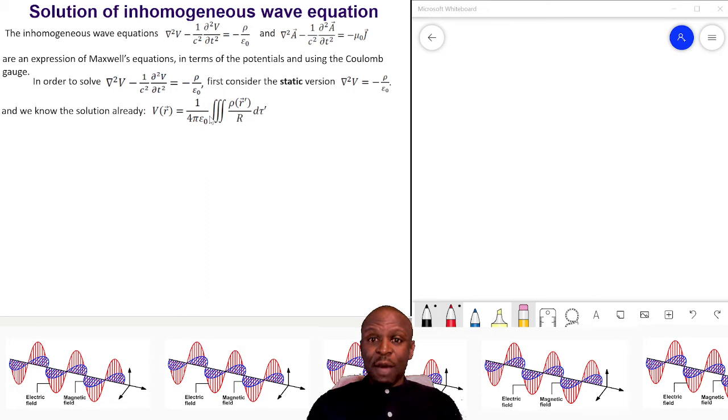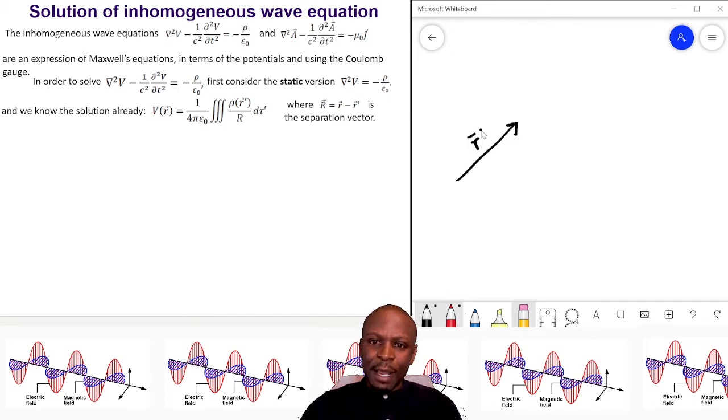Now if we look at that, this R was nothing else but the separation vector. I just want to remind you that R is the separation vector. For an example, this is a vector, this is the R vector prime, which is the source point, and here we have the field point.